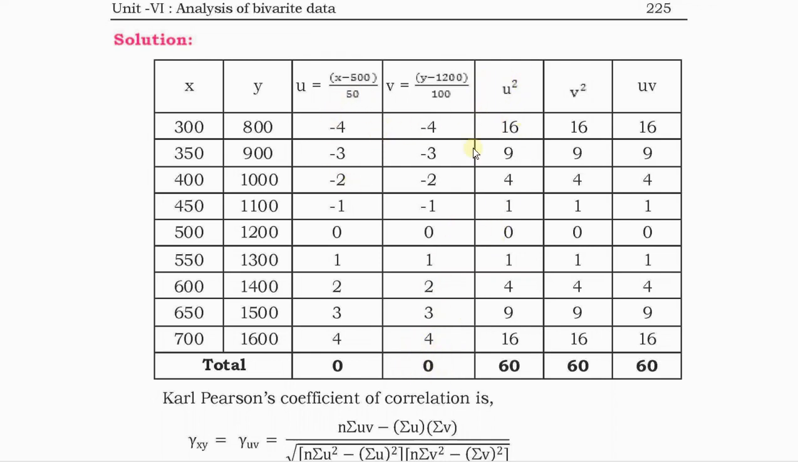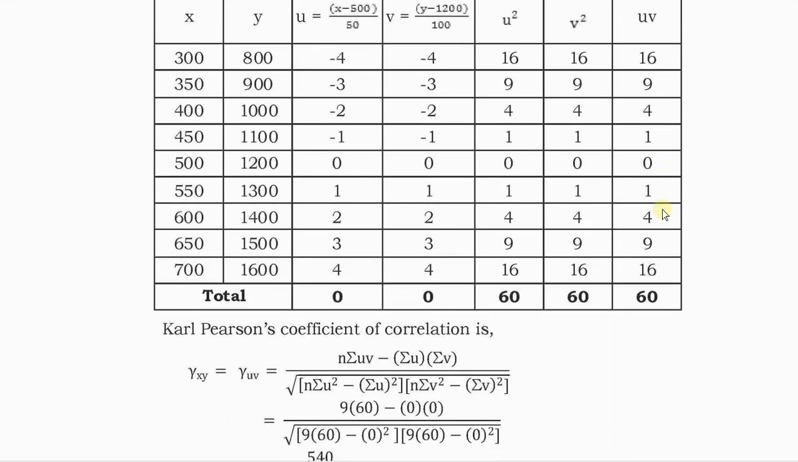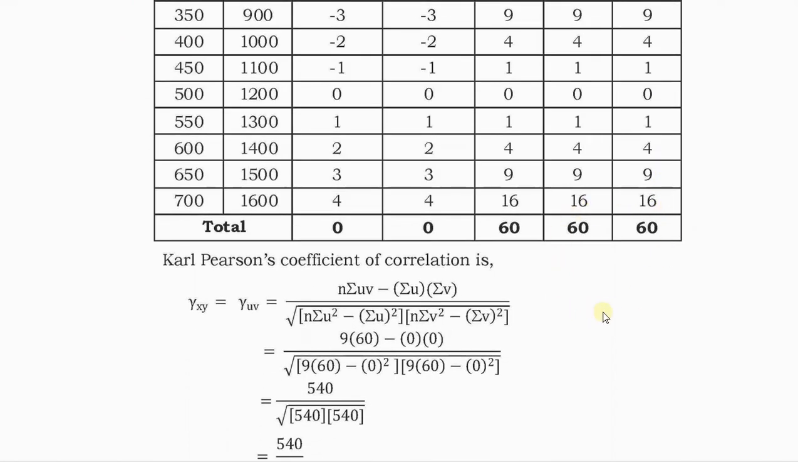u square. So squaring the u values, minus 4 square 16, minus 3 square 9, minus 2 square 4, minus 1 square 1, 0, 1, 4, 9 and 16. So the answer is 60 here. Again v square. So 16, 9, 4, 1, 0, 1, 4, 9 and 16. Again the total is 60. And next, u into v. Minus 4 into minus 4, 16. Minus 3 into minus 3, 9. Minus 2 into minus 2, 4. Minus 1 into minus 1, 1. 0, 1, 4, 9 and 16. The total again here is 60. You can observe that u square, v square and uv, all of them bear the same answer, 60.